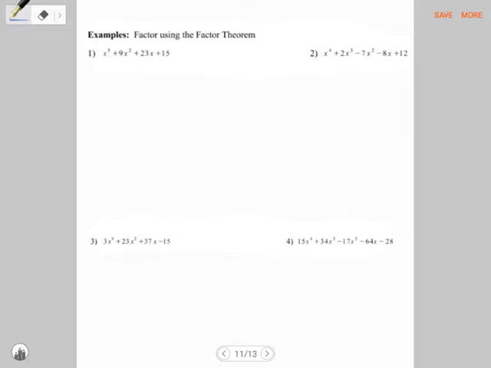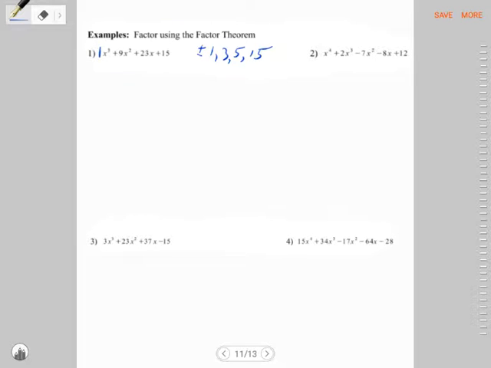So for the first one, we've got x cubed, so the leading coefficient here is 1, so that's kind of nice. The possible zeros are going to be the factors of 15, so that is plus and minus 1, 3, 5, and 15. And I'm going to admit I totally cheated. I did this beforehand, so I know what the zeros are.